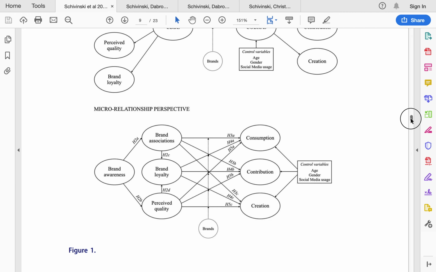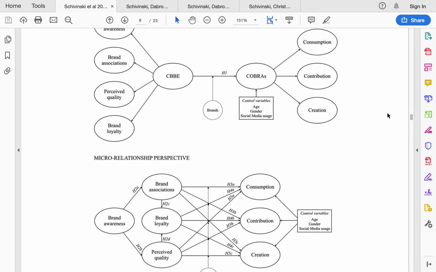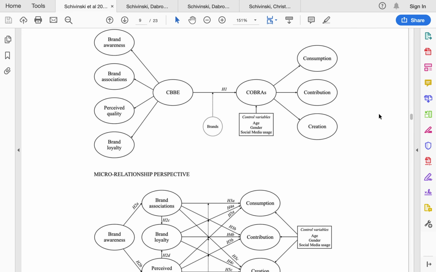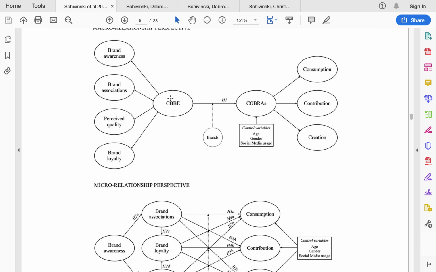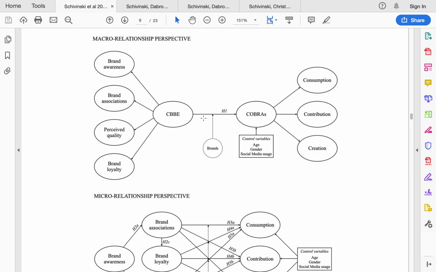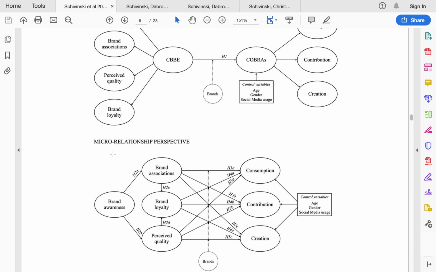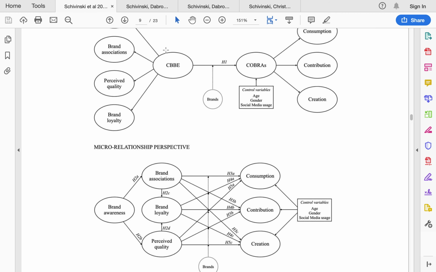Or models. In this case, there are two. In this paper, I was checking the micro relationship and the macro relationship. So brand equity, as you probably notice from my papers, I use a CBBE model that is a composition of brand awareness, associations, loyalty, and perceived quality.